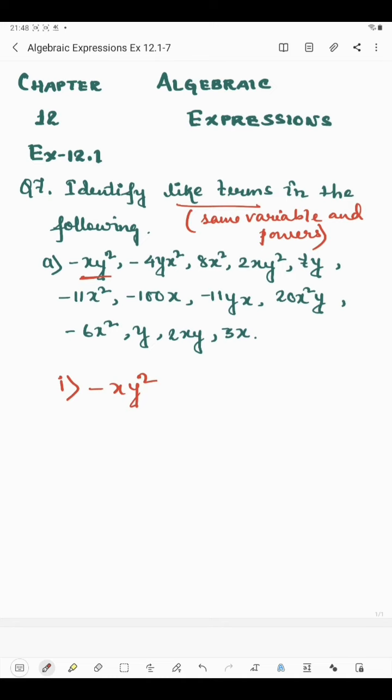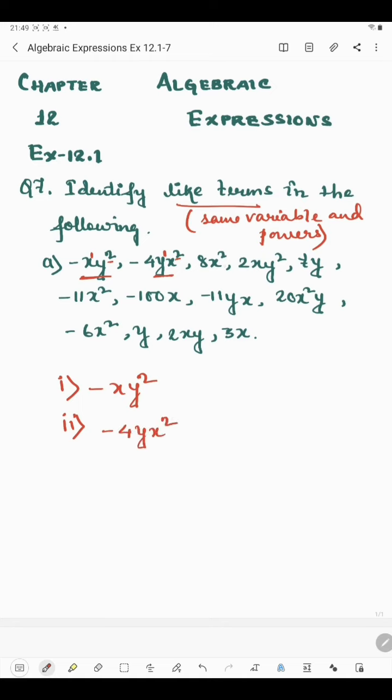Okay. Now our second term is minus 4y x square. Now we'll check the variable to identify the like term. So here the power of y is 1 and here the power of y is 2, and here power of x is 2 and here power of x is 1. So it's not same. So we will put it separately, minus 4y x square.